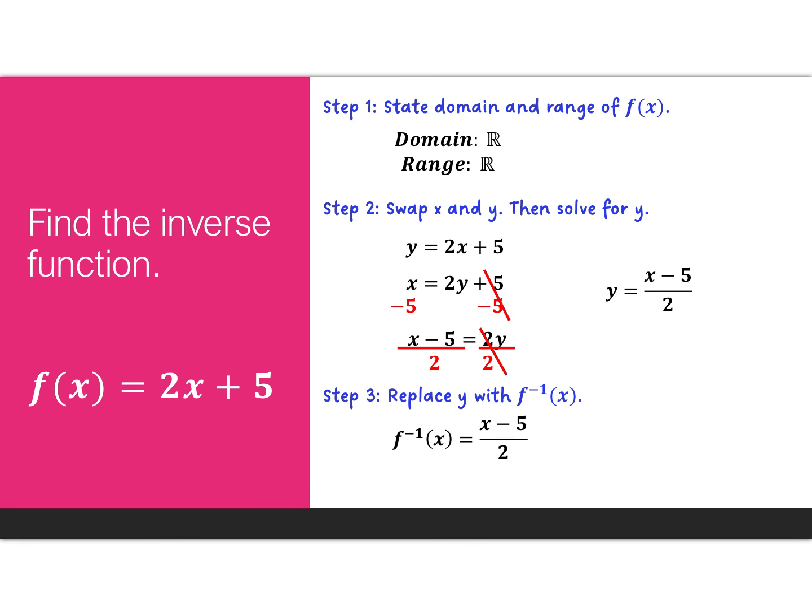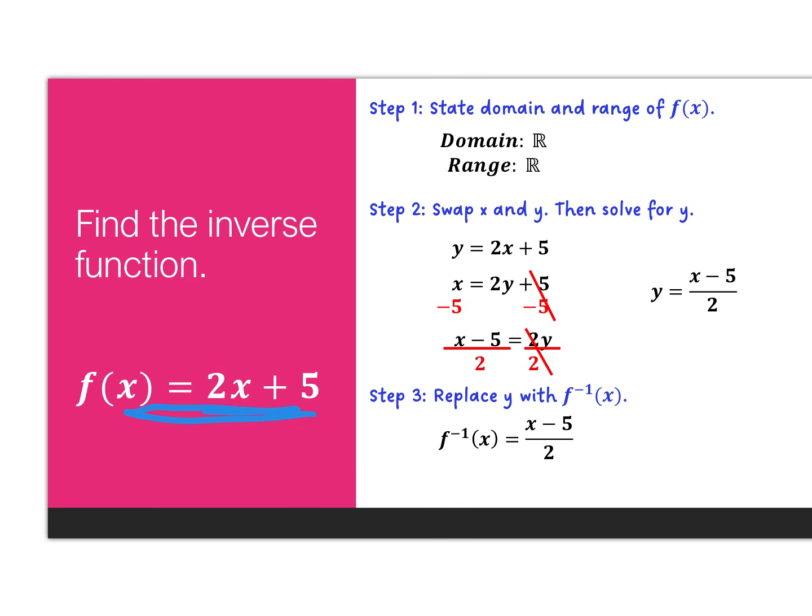So state the domain and range. In this case, we are f of x is 2x plus 5. It's just a line. So we know for all lines, the domain is all real numbers, and the range is all real numbers. So I take this function, this is my y, equals 2x plus 5. Switch the x and the y around. x is 2y plus 5.